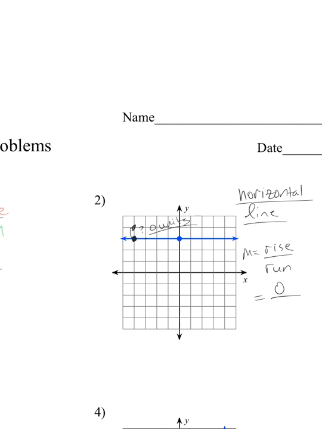The run, well, you're going to find out here the run of 4 units to the right. Well, that doesn't really matter because 0 divided by anything is 0. So the slope of a horizontal line is 0. Okay, you don't rise at all. All right, so this is kind of a special case. All right, slope is 0.